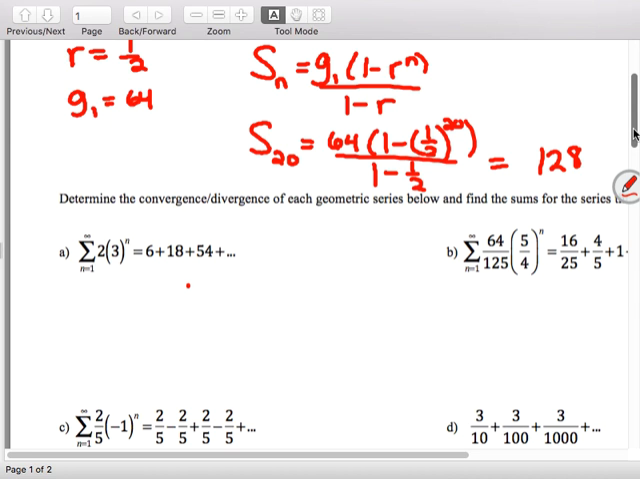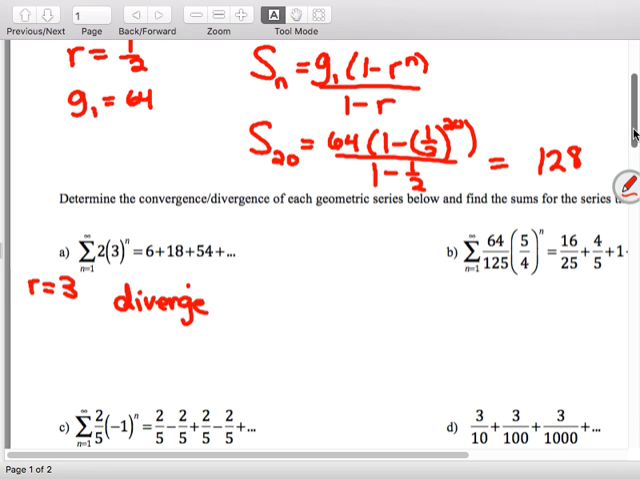Now, in A through D, it says determine the convergence, divergence of each geometric series below and find the sums for the series that converge. So, these happen to all be geometric, but on your homework tonight, I'm going to mix up arithmetic and geometric and other types, and you've got to stop and figure out which do you have and what do you do. So in this case, in letter A, what's R? 3. So does it converge or diverge? Diverge. So you're not finding anything then.